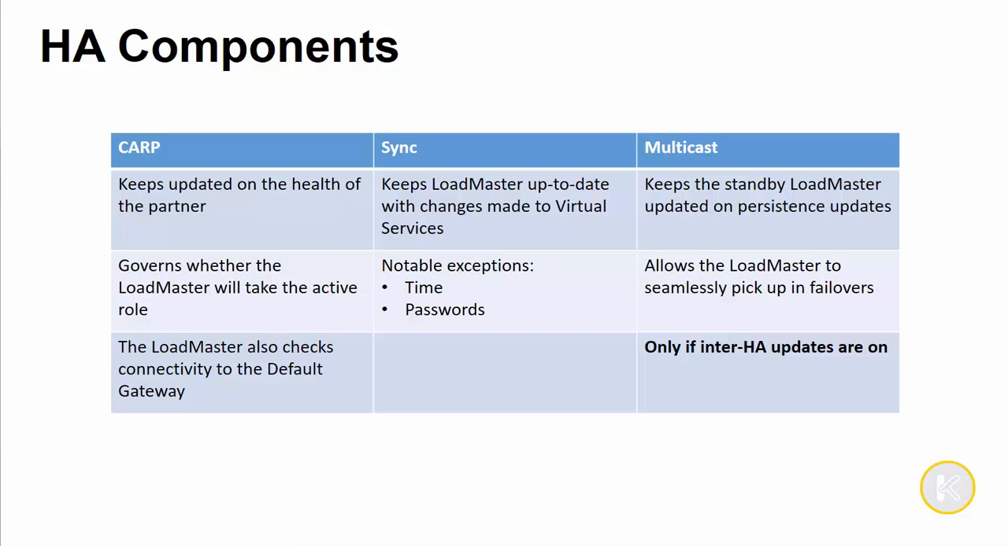There are three separate components of HA: CARP, sync, and multicast. CARP will keep checks on the health of the partner, decide whether to take the active role and accept traffic, and keep checks on the connectivity to the default gateway. Sync will keep the Loadmasters up to date with any configuration changes made on the master. There are exceptions on what gets synced. Multicast keeps the standby Loadmaster up to date on persistence. This allows the standby to seamlessly pick up in the event of a failure. You must ensure that inter-HA updates are on.